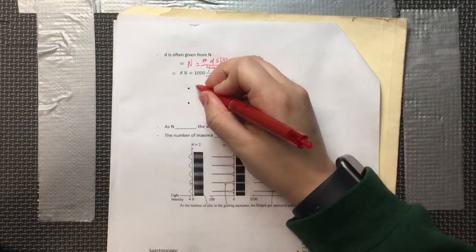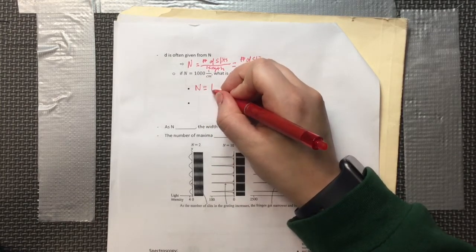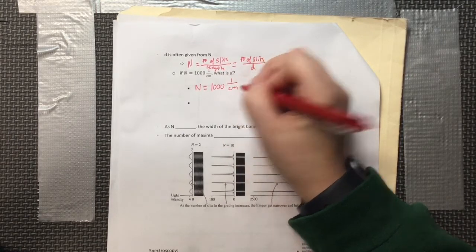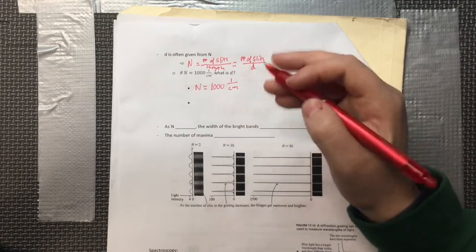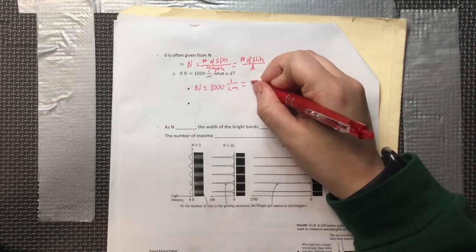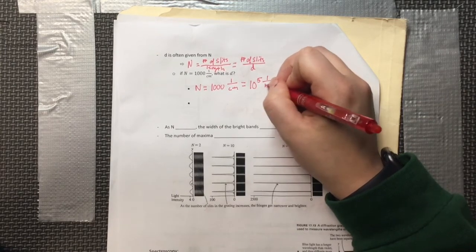So to do that, we have that n equals 1,000 over a centimeter. So that's 1,000 slits in 1 centimeter. We want to get that into meters. So that is equal to 10 to the 5 slits in 1 meter.